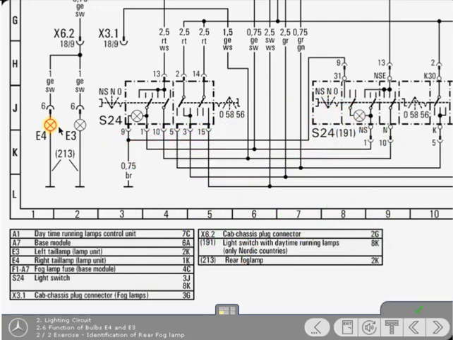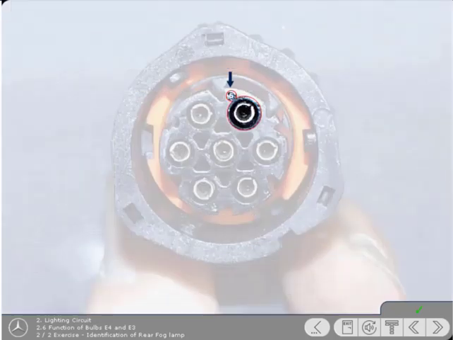Yes, that's correct. The final item in this circuit to note is the rear fog lamp connection. The symbol on the diagram indicates a multi-pin connector, and the number 6 denotes that the cable is in terminal 6. For simplicity, the terminal numbers are visible on the component. However, because they're very small, you'll need to look carefully.